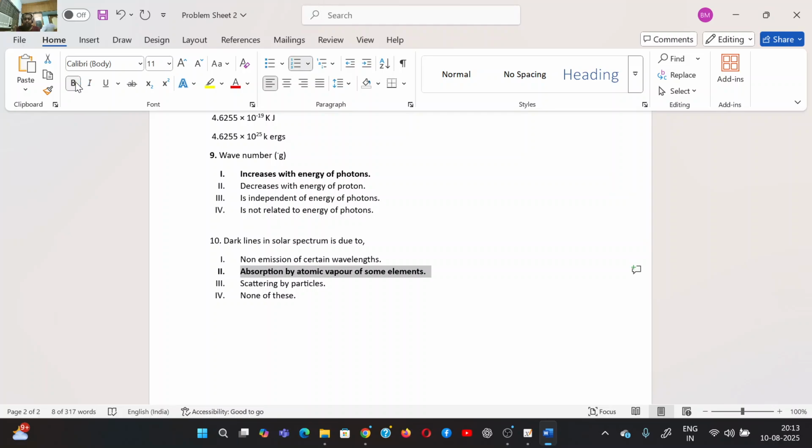So scattering is different. Scattering is like in the evening, the red sky of the sun that you see is because of scattering. Non-emission of certain wavelengths doesn't make sense because the sun emits all wavelengths, right? Some lines disappear due to absorption, not due to lack of emission by the sun. So the correct answer is this two.